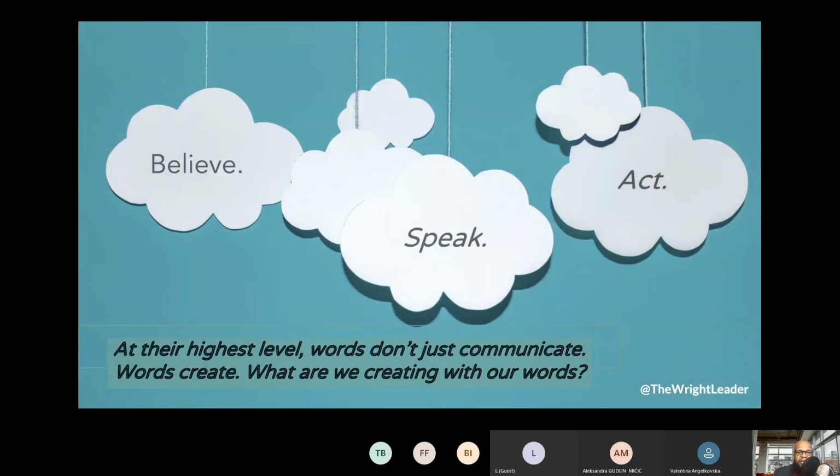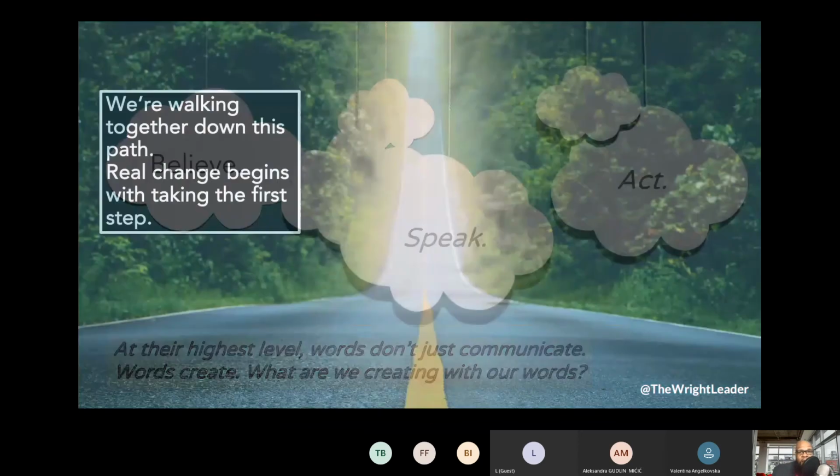Believe, speak, and act. Let me give this to you again. At their highest level, words don't just communicate, they create. What are we creating with our words? What are you creating with your words? Believe, speak, and act. What are we believing? What are we speaking? What are we saying? And then lastly, how are we acting?